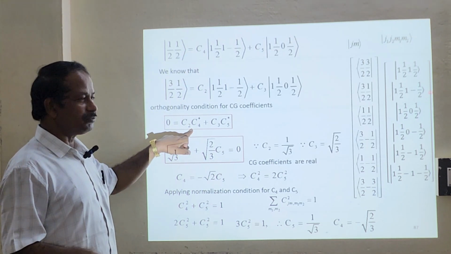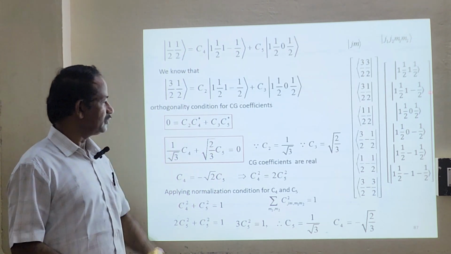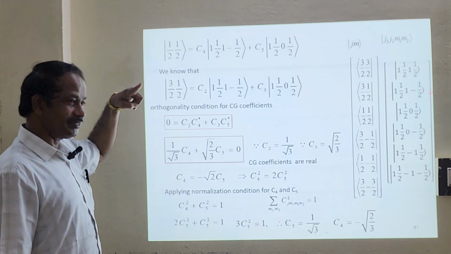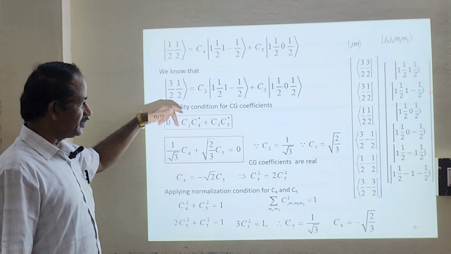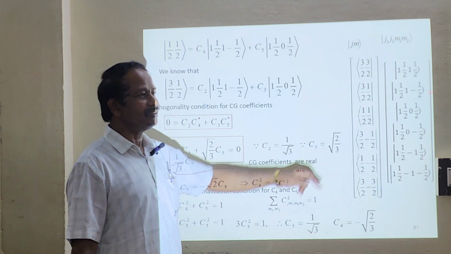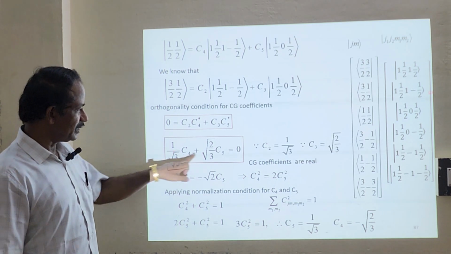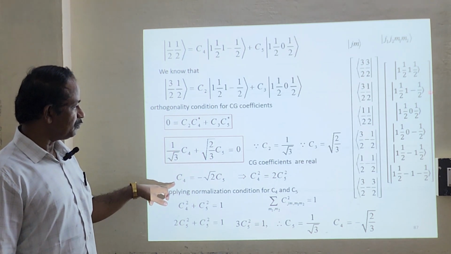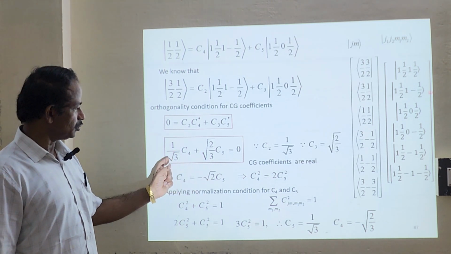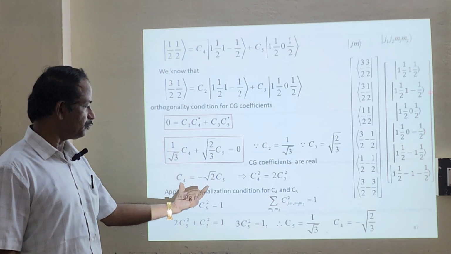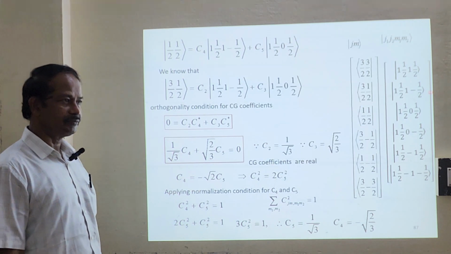So C2 C4 star plus C3 C5 star. We have already calculated C2 equals 1 by root 3, C3 equals root 2 by 3. You substitute here, which is equal to 0. So it implies that C4 equals minus root 2 C5, after multiplying throughout by root 3.